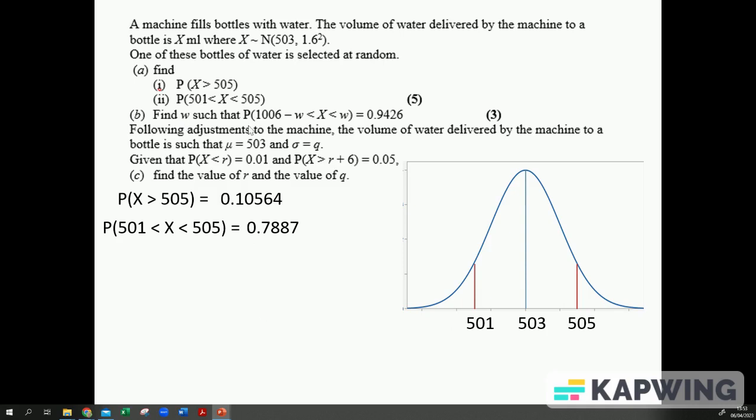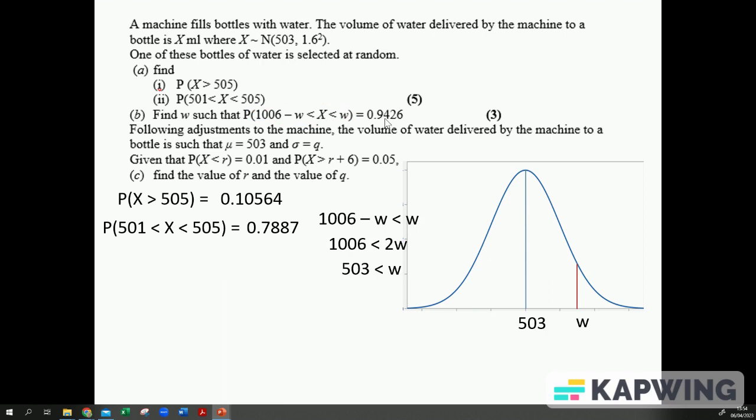And part B says find W such that 1006 minus W is less than X, less than W. So X is in between W and 1006 minus W. And you think, what's really going on here? Well, if you look at it, the W's got to be bigger than this. This is the bigger one because X is in between them. Means 2W is bigger than 1006. So W is bigger than 503.